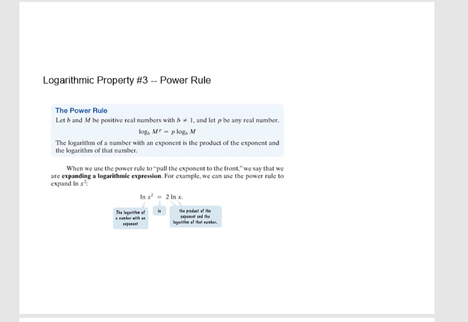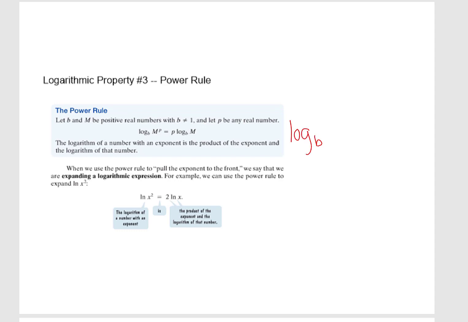This rule says that if you have a log of a number with an exponent, then it's the same as the product of that exponent and the log of the number. So let's look at an example. Let me first show you up here.